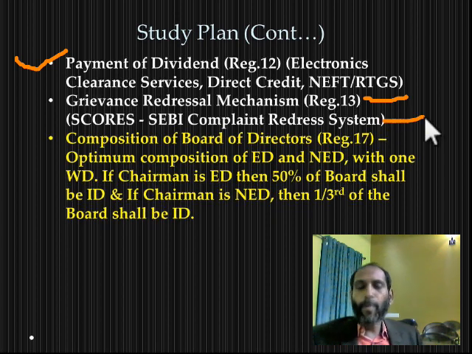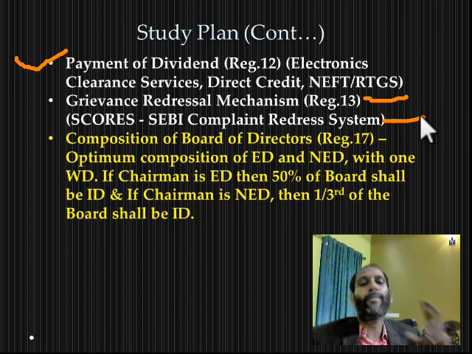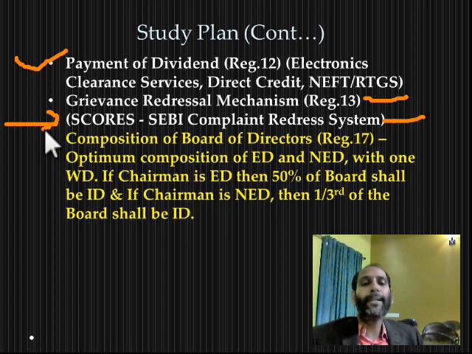The mechanism is now online. You may know that the online system is called SCORES, SEBI Complaints Redressal System. There are reporting compliances, there is a statement preparation, you have to read your study material, whatever material you refer. Grievance redressal mechanism is nothing but reporting, first basically complying with the redressal mechanism listed by SEBI, and any complaint received from the SEBI portal, you have to comply and make a statement of compliance. That compliance management online portal of SEBI is called SCORES, SEBI Complaints Redressal System.